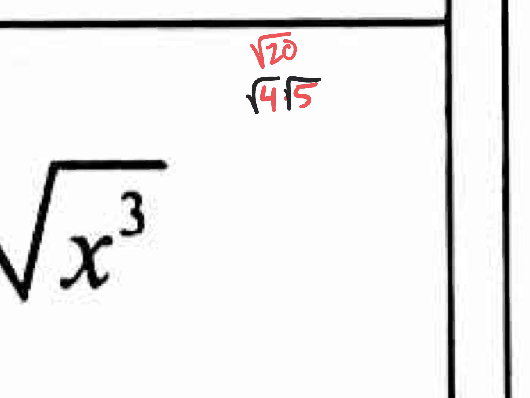Okay? And the square root of 4 is 2, and the square root of 5 stays the square root of 5. That's what we used to do. That's what you should know how to do. And that's, in a sense, what we're going to be doing right here.